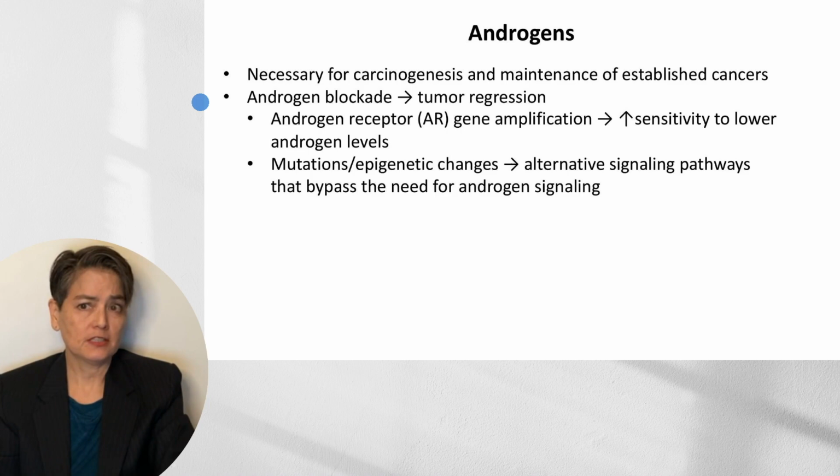Additional mutations can develop. For example, we can get amplification of the androgen receptor gene, which will increase sensitivity of the tumor cells to lower androgen levels. In addition, we can get mutations and epigenetic changes that lead to alternative signaling pathways that bypass the need for androgens.